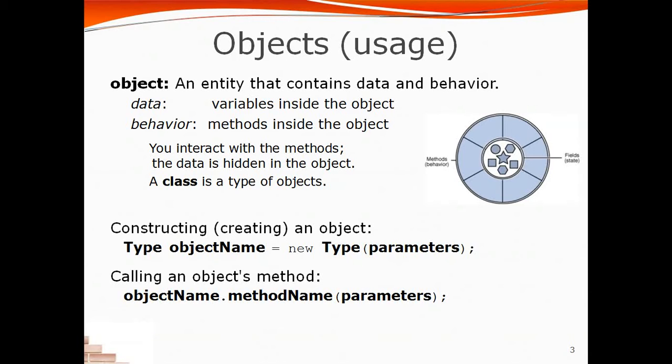So constructing an object, how do we create an object? We write the name, the type of the object, what kind of object it is, the new keyword, and type parameter. Now calling an object method, how do we call the method of an object? We call it by the object name, what we have defined over here, dot method name and parameters.